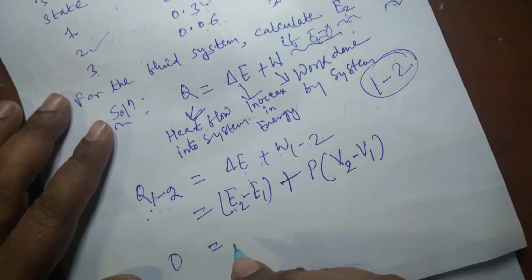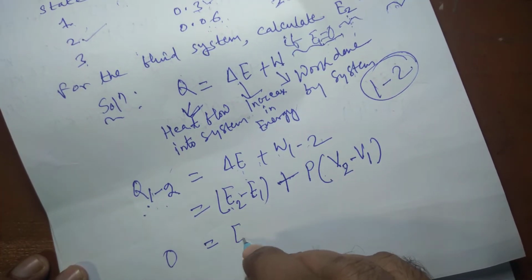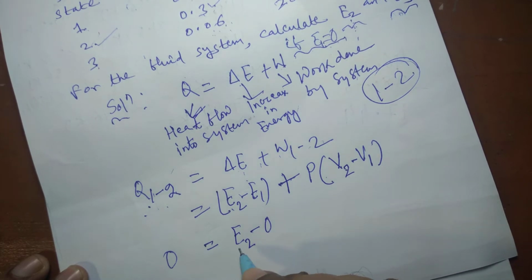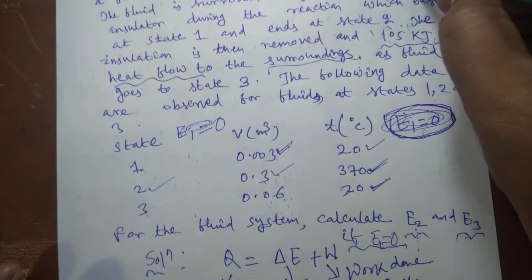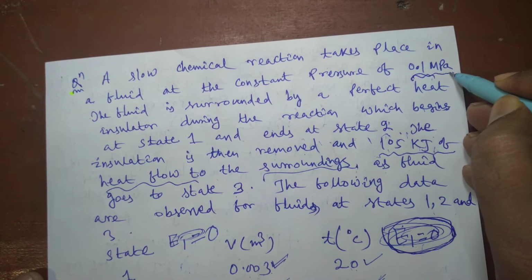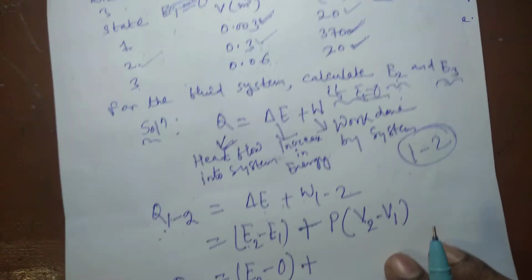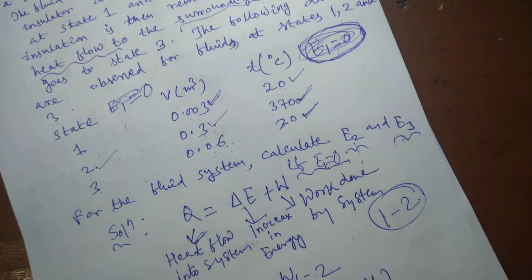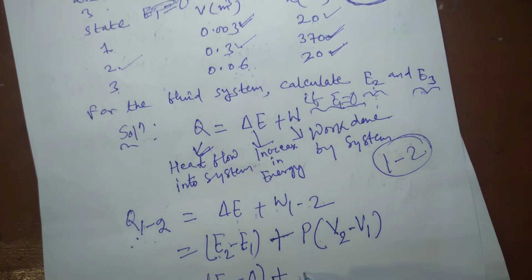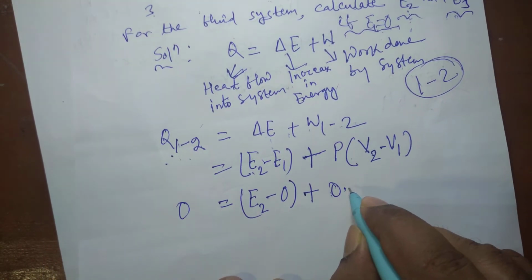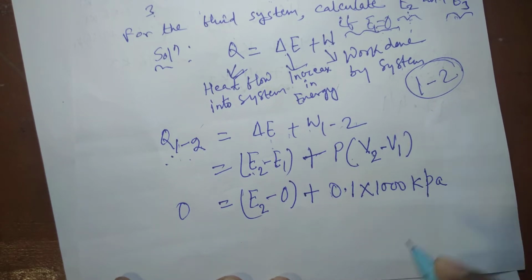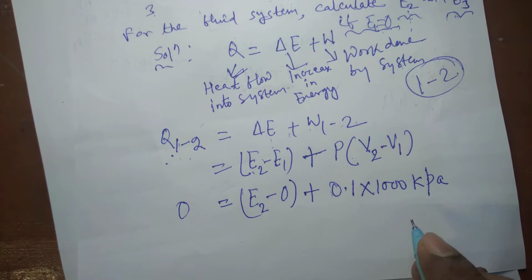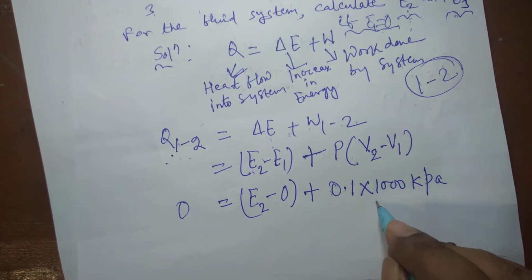Q12 will be 0, and this is equal to E2 minus E1, and the value of E1 is 0. So E2 minus 0 plus pressure times the volume change. The pressure is given to be 0.1 megapascal. 0.1 megapascal means 0.1 into 1000 kilopascal, because 1 megapascal is 10 to the power 6 pascal, or 10 to the power 3 kilopascal, or 1000 kilopascal.